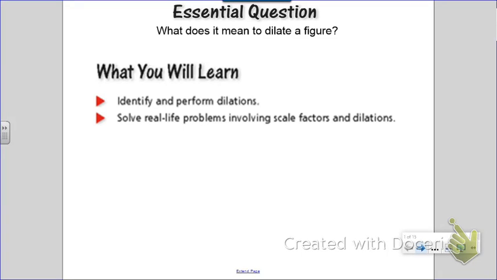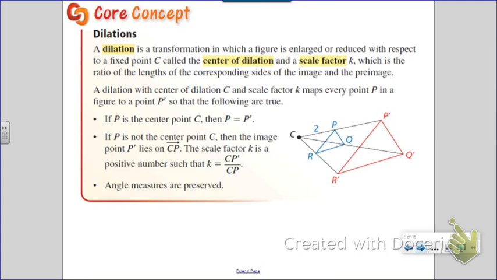In today's lesson, we'll learn about dilation, identify and perform dilations, and then look at what a scale factor is. A dilation is a transformation in which a figure is enlarged or reduced with respect to a fixed point called the center of dilation, and a scale factor, which is the ratio of the lengths of the corresponding sides of the image and pre-image. A dilation with a center and scale factor maps every point P in a figure to an image P prime so that the following are true.